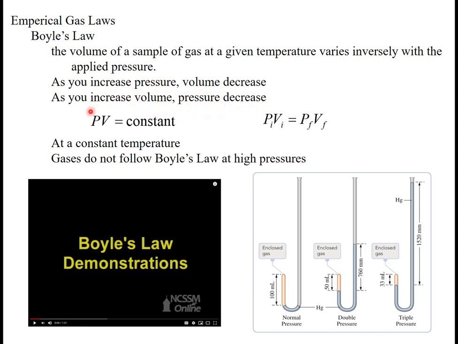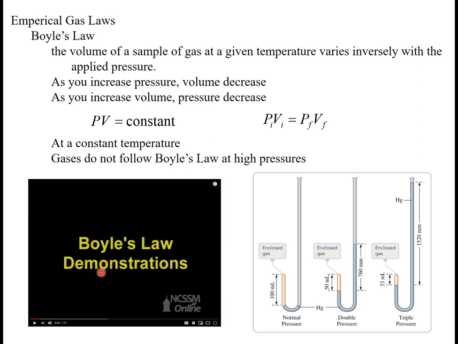The equation given to you on the formula sheet is PV is a constant. We're actually going to use PI/VI is equal to PF/VF. This is very similar to what you saw with molarity concentrations. In these problems, it will usually state that it's at a constant temperature, or it gives you the same temperature twice. And gases do not follow Boyle's law at high pressures.